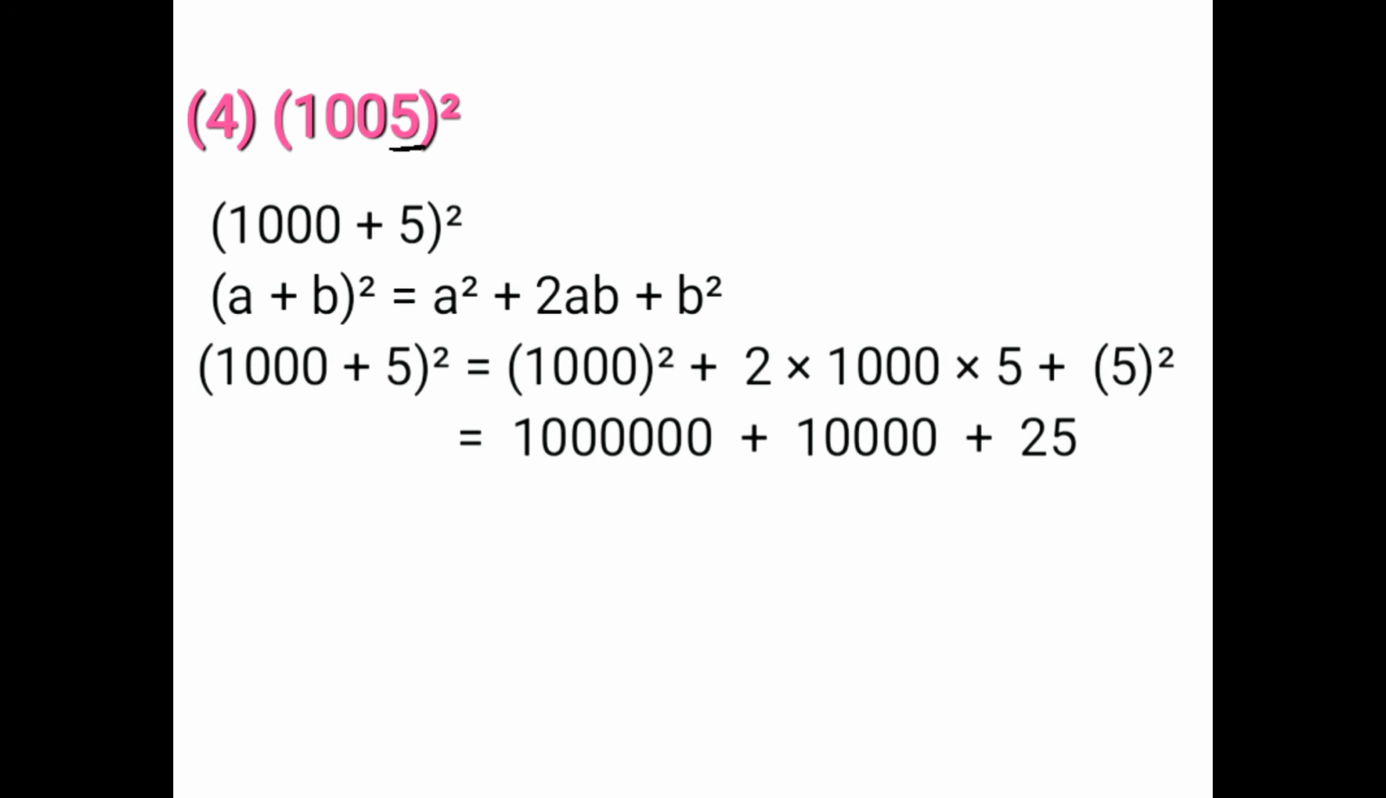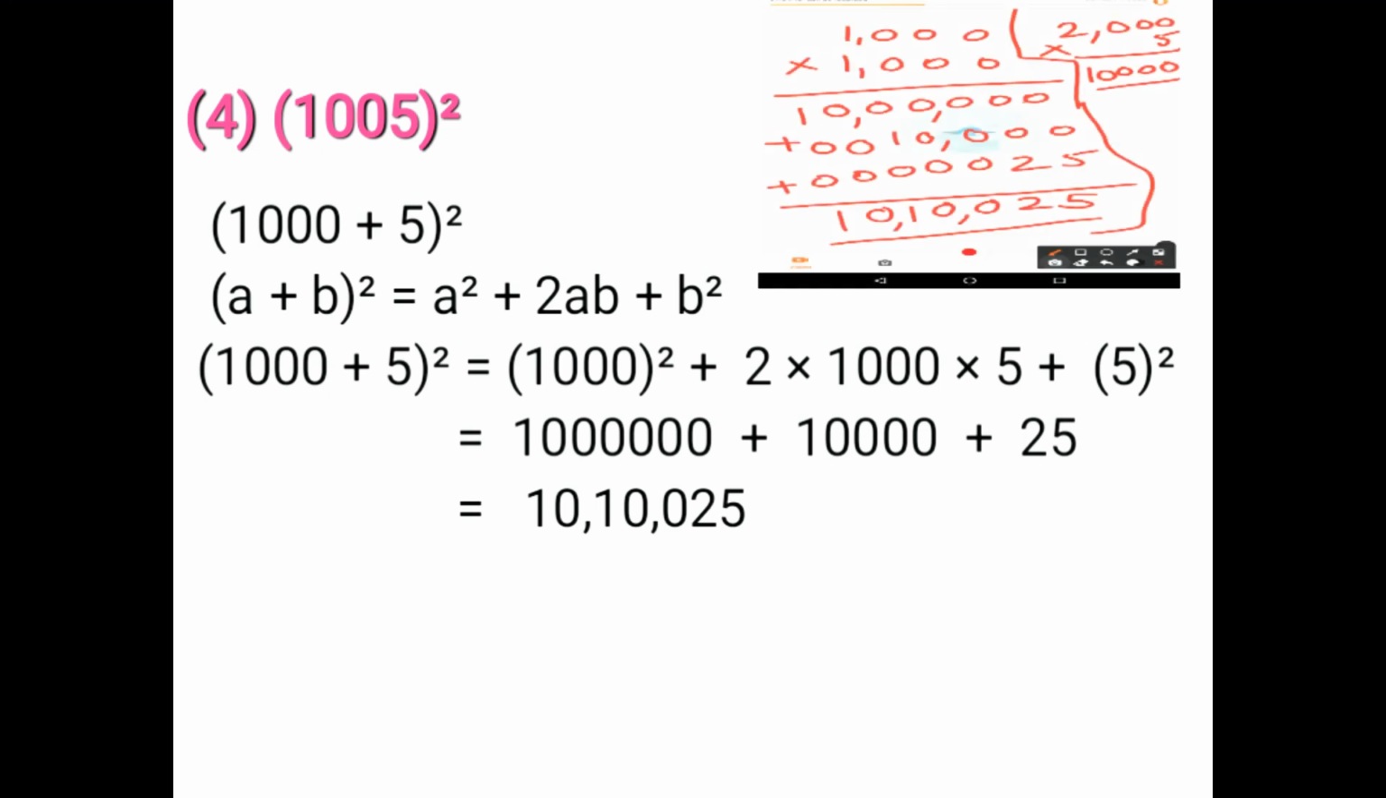1000 into 1000, I did that in the first sum. 1000 square means 10 lakh. Plus 2 into 1000 means 2000. 2000 into 5 is 10,000. 2 fives are 10, and however many zeros are there, that many zeros you have to put. Then plus 5 square. 5 square is 25. And now you have to add this all together. The answer is 10 lakh, 10,000 and 25. I have done it here.